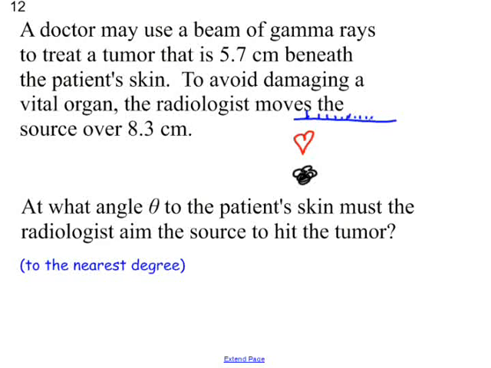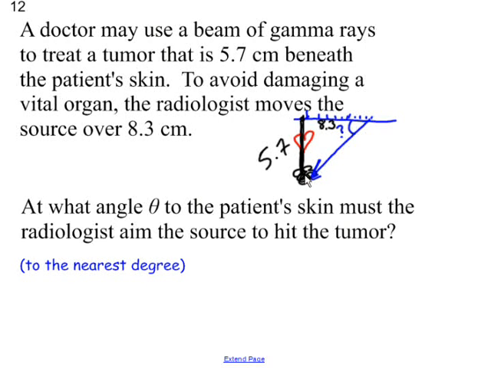So we need to do more of an angle at attacking that tumor. And we need to figure out what that angle is. Okay, so it told me the tumor itself, straight down from the skin, is 5.7 centimeters. And it also tells me that I moved my source over 8.3 centimeters. So I need to go ahead and find that angle.